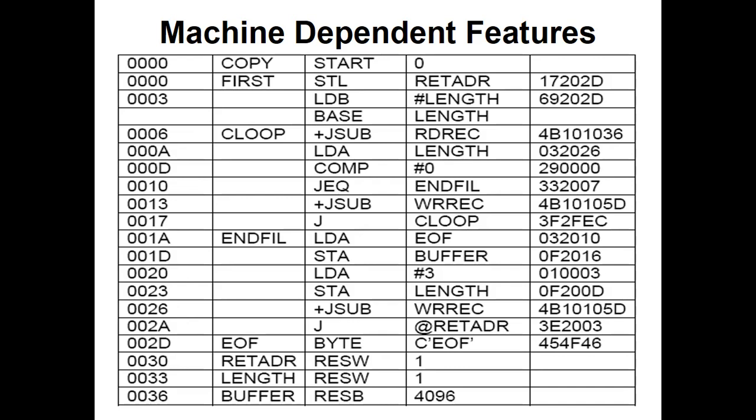Now there are things I want you to note. For example, this plus here at 006, there is a plus on this instruction, jump to subroutine, direct. And we are saying that that is a format 4 instruction. A format 4 instruction is how many bytes?